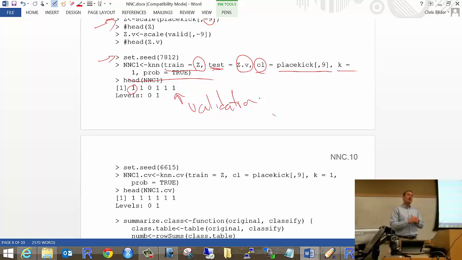I wouldn't necessarily call it cross-validation because you're not performing on the data set that you're actually classifying. You're not using those to find the nearest neighbors.